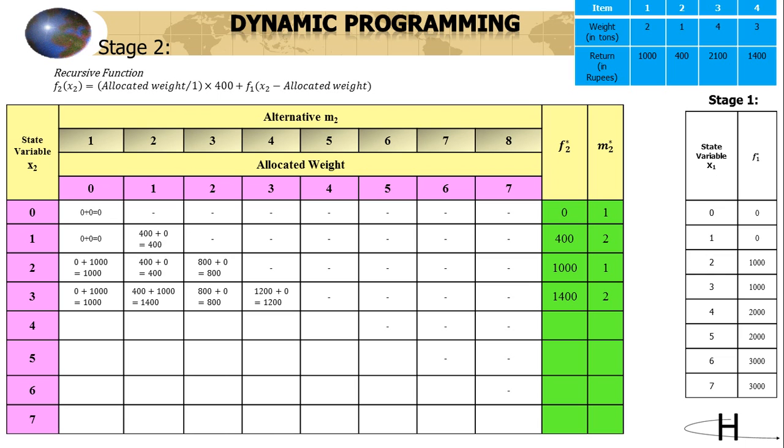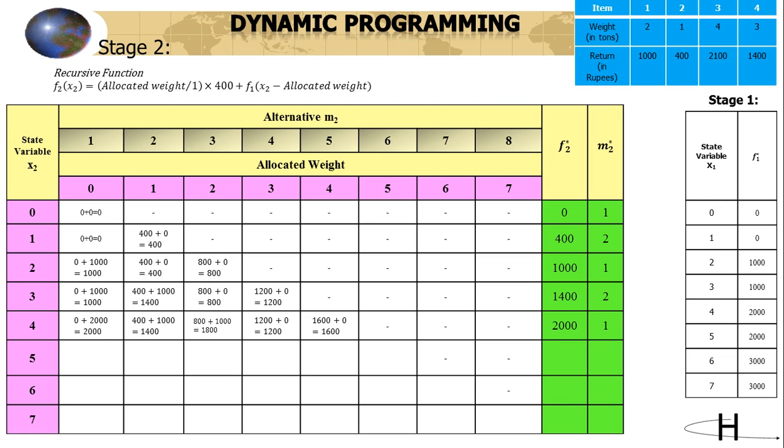for 0 allocated weight, the recursive function value will be 2000. For allocated weight 1, recursive function value will be 1400. For 2, it will be 1800. For 3, it will be 1200. For 4, it will be 1600. So best value of recursive function is 2000 with respect to alternative 1.